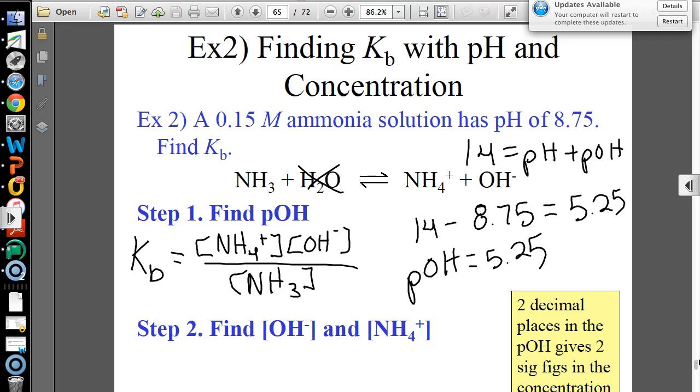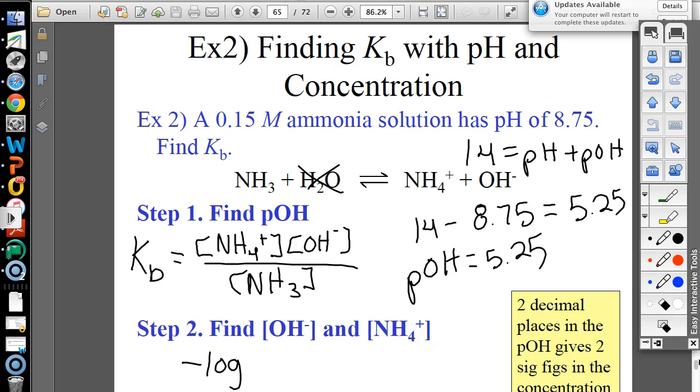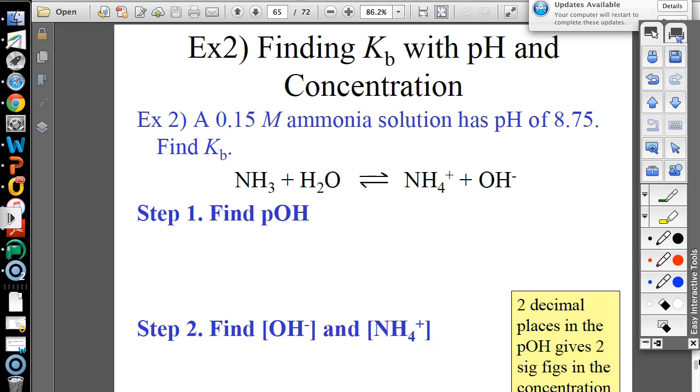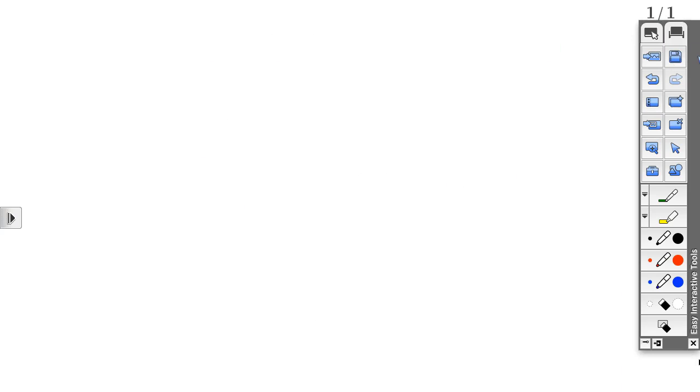Now my hydroxide ion concentration, right? So my negative log of the, let me set it up the other way. Let me write down 5.25 first. I'm going to confuse you guys. I'm out of room, that's too much stuff on that paper. So 5.25 is equal to the pOH.